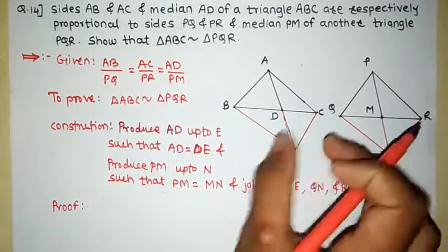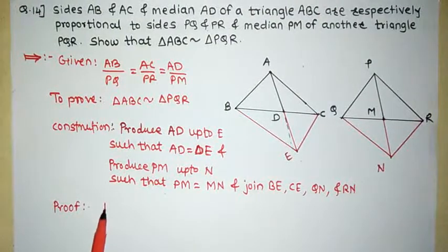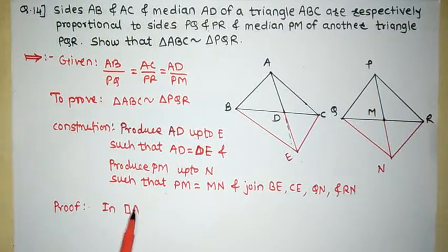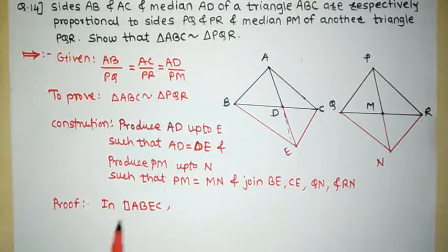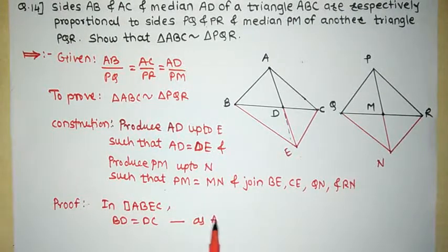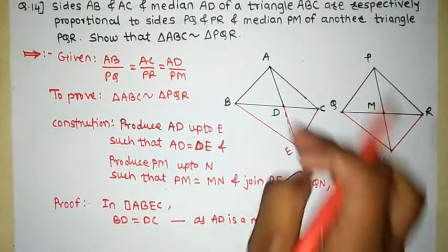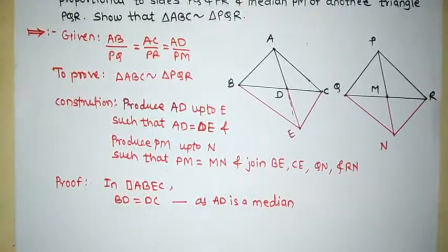Now see, in the first figure, that is in quadrilateral ABEC, can I write BD is equal to DC? What is the reason? BD is equal to DC as AD is a median. If AD is a median, then can we say that BD is equal to DC? Yes. Therefore BD is equal to DC we got here.